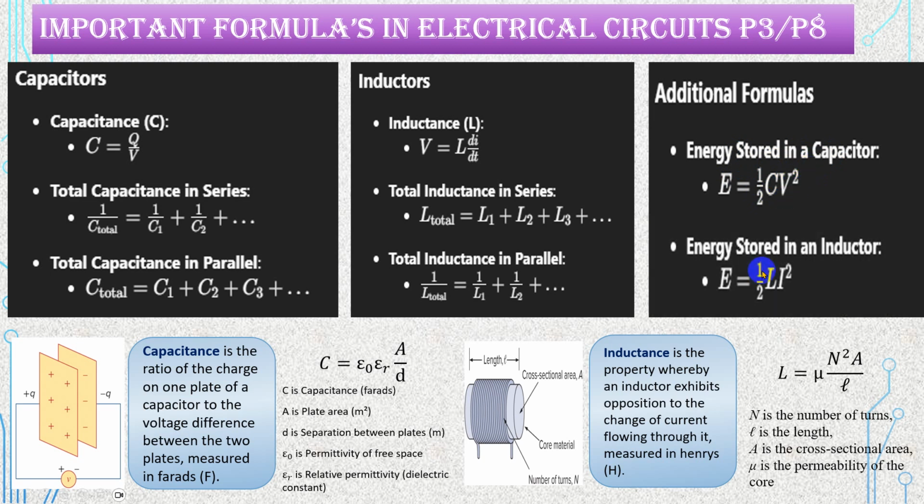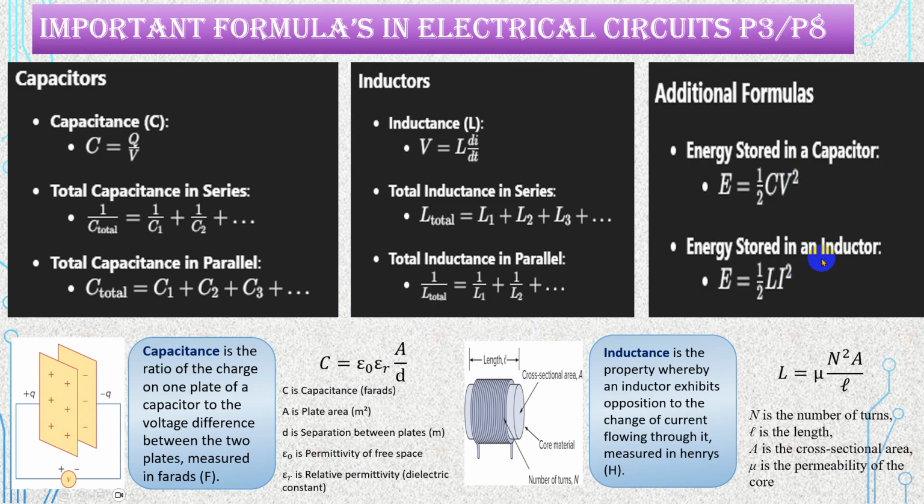For inductance, it is half Li square, because always remember capacitance is related with the voltage, the voltage difference, and inductance is related with the current, how much current is flowing in that inductive material. So that's why it is half Li square, and half CV square. Only this we have to change. If you remember capacitance is related with voltage, then in the equation it will come as half CV square.